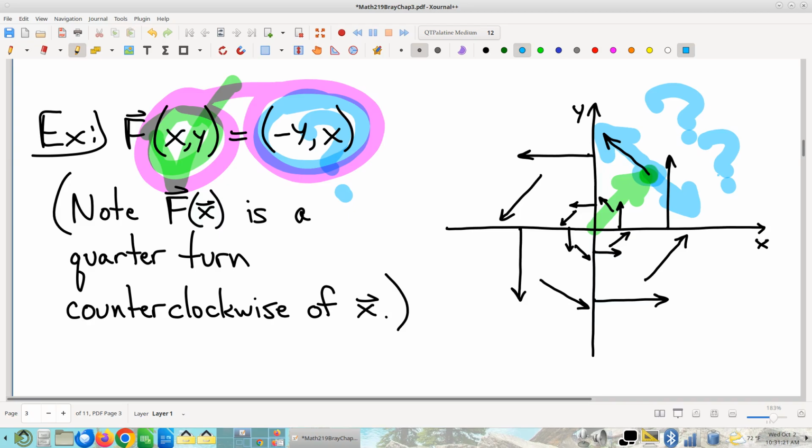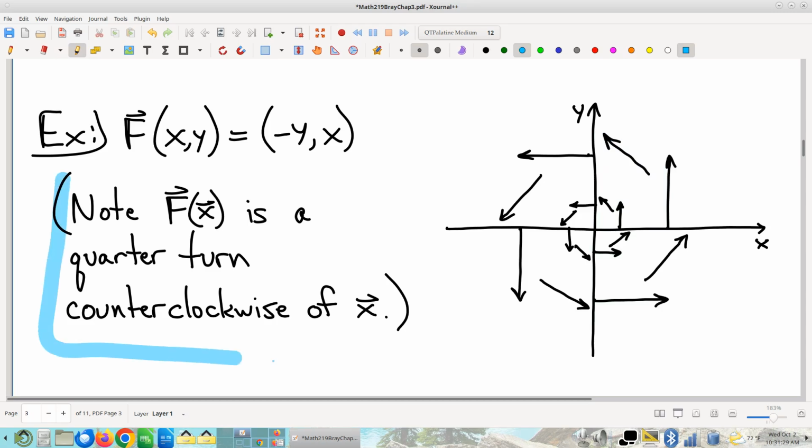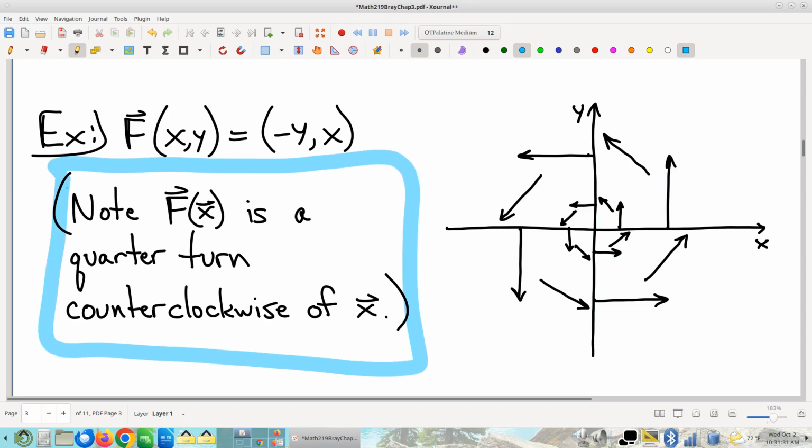Okay, and I think this is a nice exercise. I'm going to leave the details to y'all to confirm that this formula right here is indeed a linear transformation, and it's a linear transformation that turns the input vector a quarter turn counterclockwise.